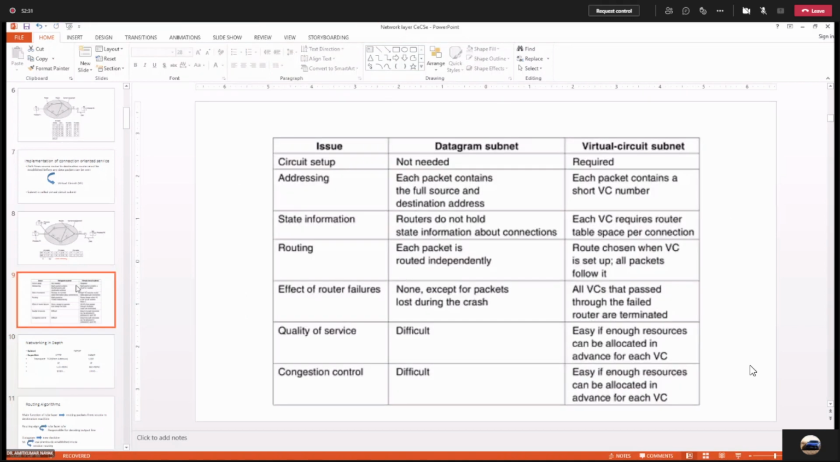So can you please explain any two issues? Congestion control means what? What is congestion control? And what is quality of service? Can you please explain the last two issues?